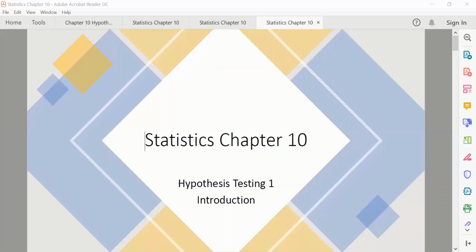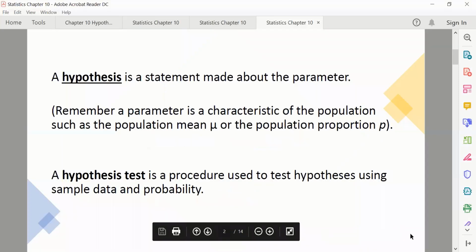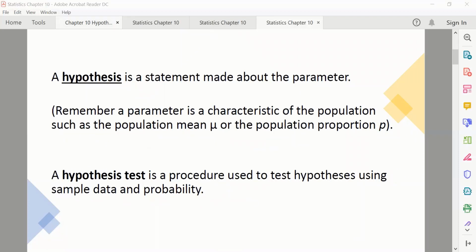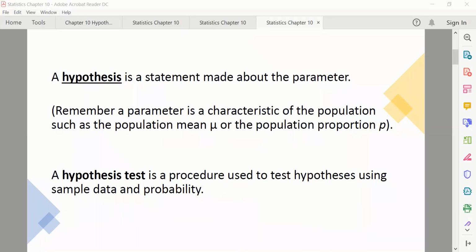Okay, chapter 10. Let's get started with the introduction. A hypothesis is a statement we make about the parameter. Remember, the parameter is the population, and we're trying to understand the population. A hypothesis test is a procedure we use to test hypotheses using sample data and probability.